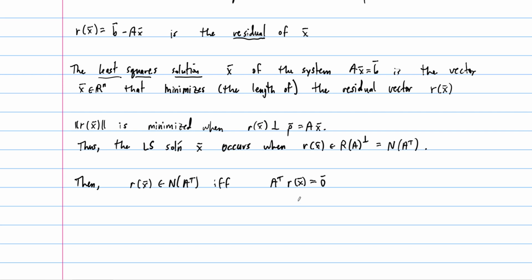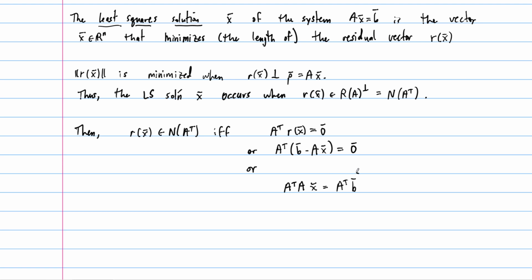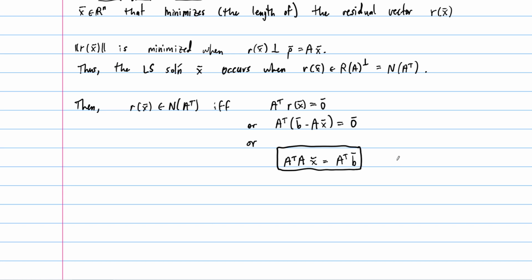All right, but we have a formula for R(x) up here. Our residual is this difference vector. So we can write this as A transpose times (b minus Ax) equals the 0 vector. And a little rearranging, right? Well, there's a minus; we can move this over, but first we have to distribute. So the equation becomes A transpose A x equals A transpose b. And so this right here is now the equation that we're going to solve to find our least squares solution x. This is called the normal equation, or the normal equations, of our system.